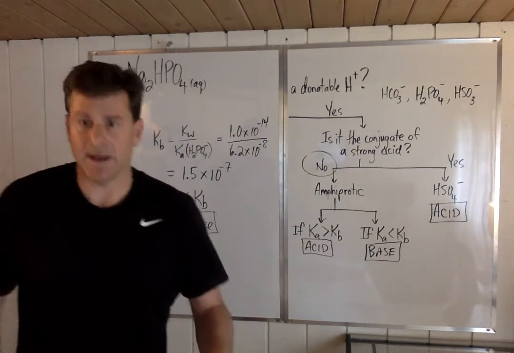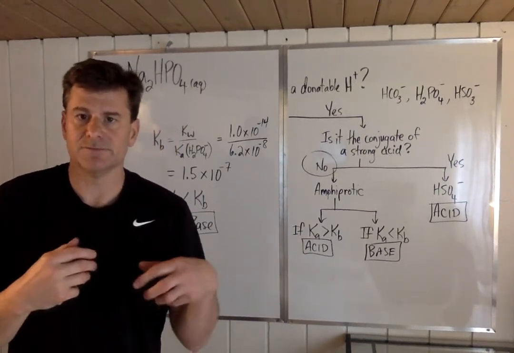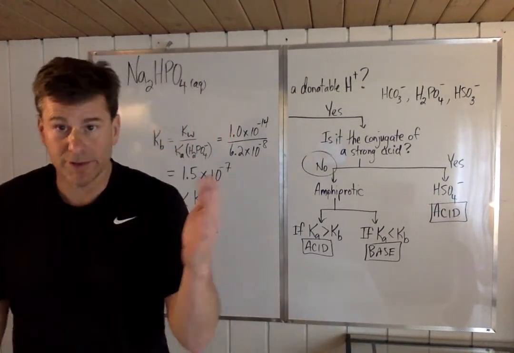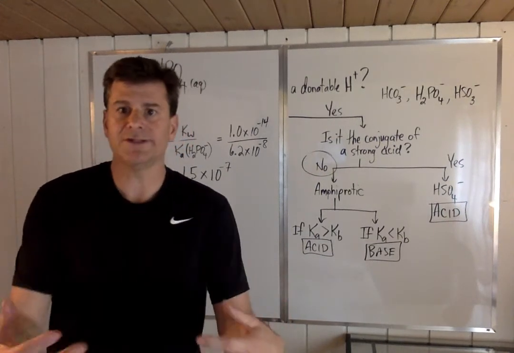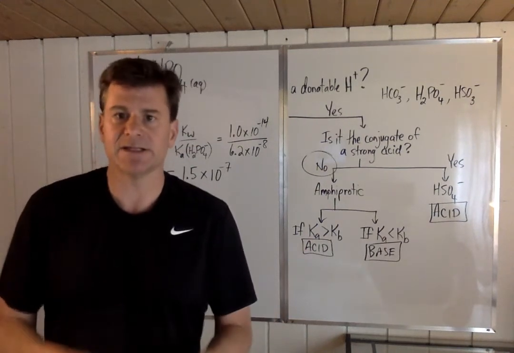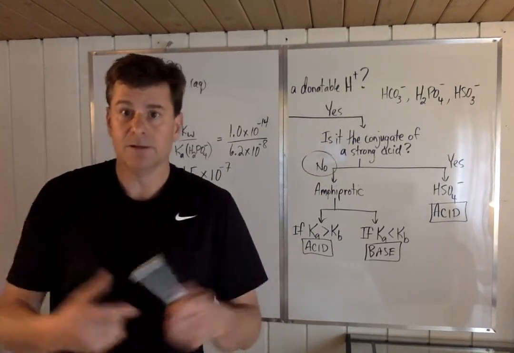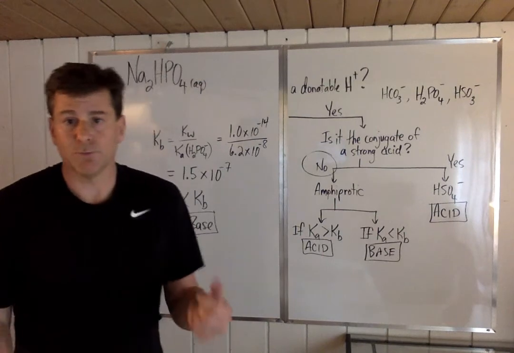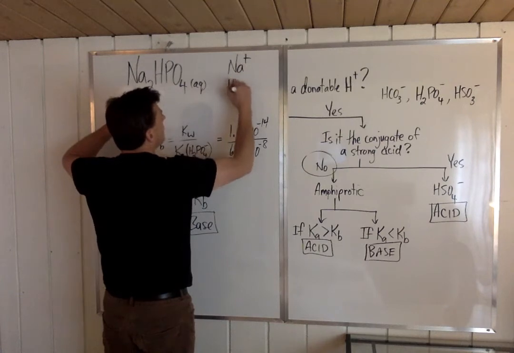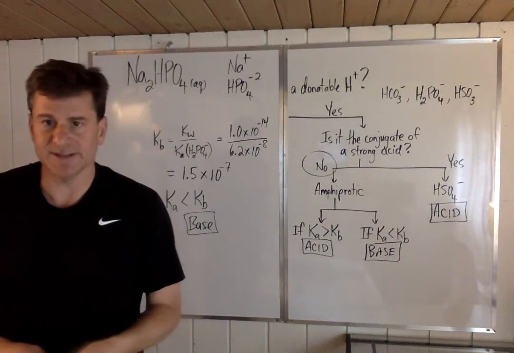Okay, so let's say you're in the lab and your teacher hands you this bottle of sodium monohydrogen phosphate. And they say to you, I want you qualitatively, don't give a number for what the pH would be, I don't care about that. Is this solution expected to be acidic, basic, or neutral? What would you say? Your brain, and maybe you would do it on paper, would separate it into its sodium ions and its monohydrogen phosphate ions.